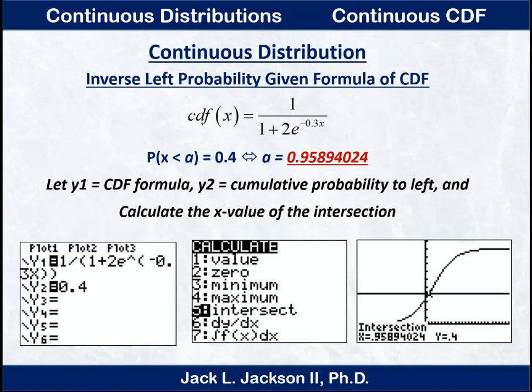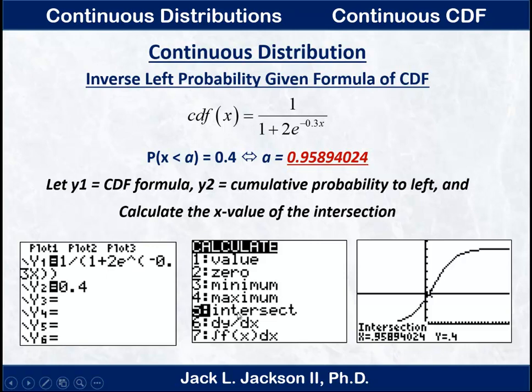Well, anytime you have a graph, any kind of graph, and you want to know the x given the y, what you can do is, here in y1, we have our formula for our CDF graph, and y2 is our cumulative probability. It's a probability to the left. Now remember, CDF is always a probability to the left, a less than probability. So the probability to the left is 0.4, and when I graph y2, I get a horizontal line, see? And what am I looking for? I'm looking for the x value where they cross. All you have to do is calculate the intersection.